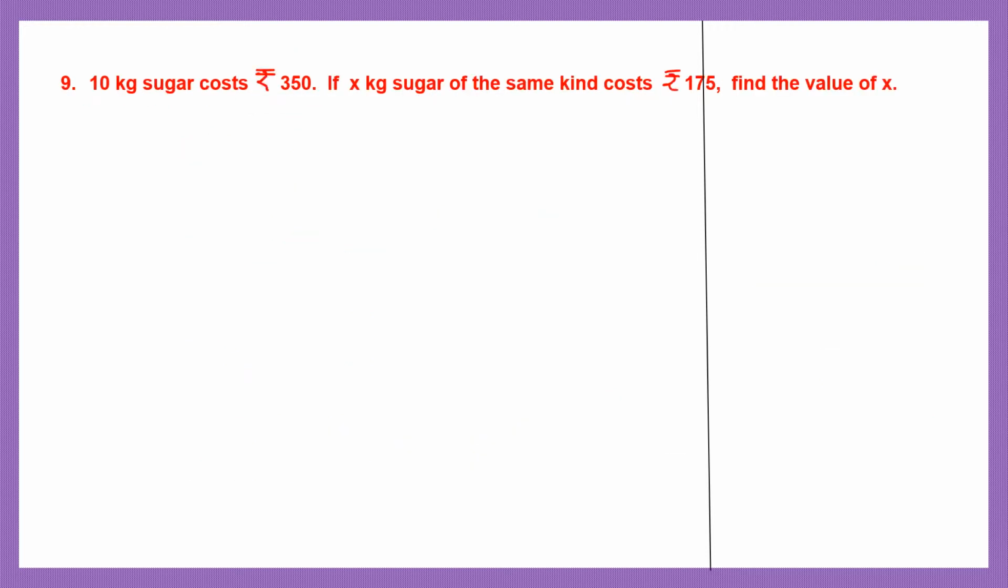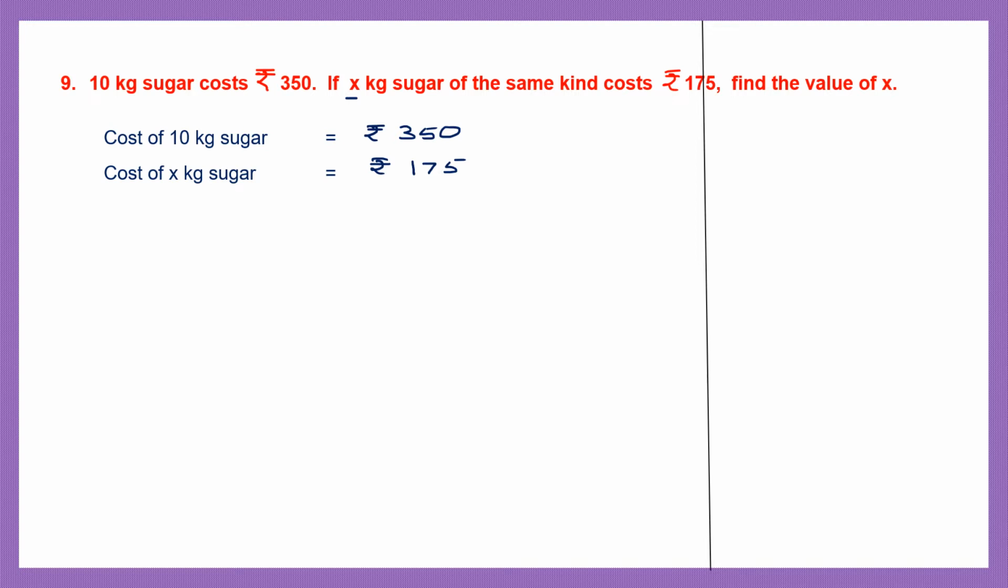Question 9. 10 kg of sugar costs 350 rupees. Now they're saying if x kg, x is the unknown quantity, if x kg of sugar costs 175 rupees, find the value of x. So let's start. Cost of 10 kg of sugar is 350 rupees given to us. Now the cost of x kg of sugar is also given to us as 175 rupees. Now we have to find the value of x.